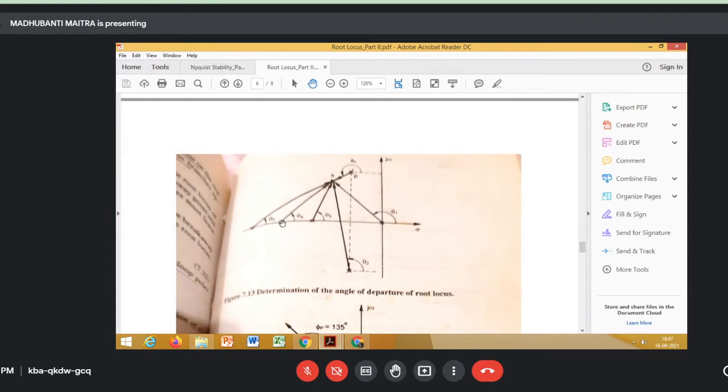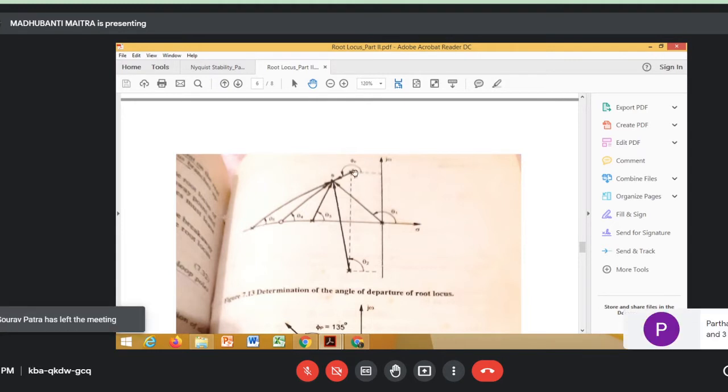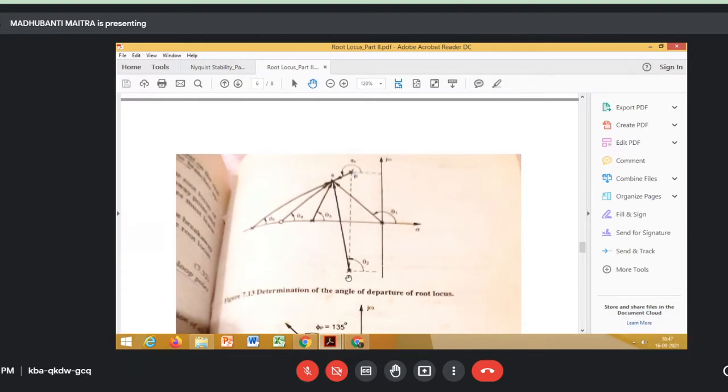What we have discussed so far makes it clear that when the variable gain k is equal to 0, one root branch will originate from this open loop pole. The second root branch will originate from this real open loop pole. The third root branch will originate from this real open loop pole, as well as two complex root branches will originate from this complex conjugate pole pair.